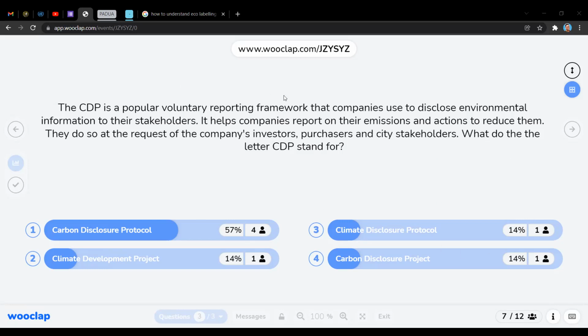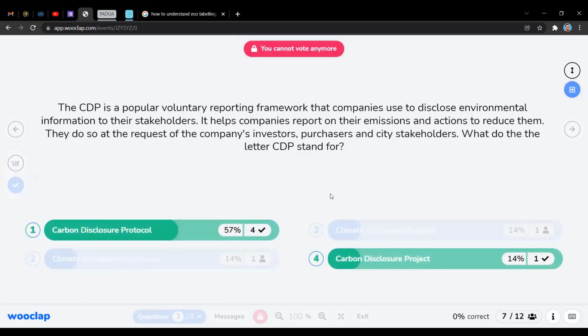Okay, so that's it. Let's do the correct answer. We had two correct answers. The majority said Carbon Disclosure Protocol, which is correct, but it's also called the Carbon Disclosure Project. Again, these are things that if you just type on Google, you can get the answer. It isn't climate development. No. It's not climate disclosure. It's carbon disclosure, disclosing how much carbon. So that's the Carbon Disclosure Protocol.